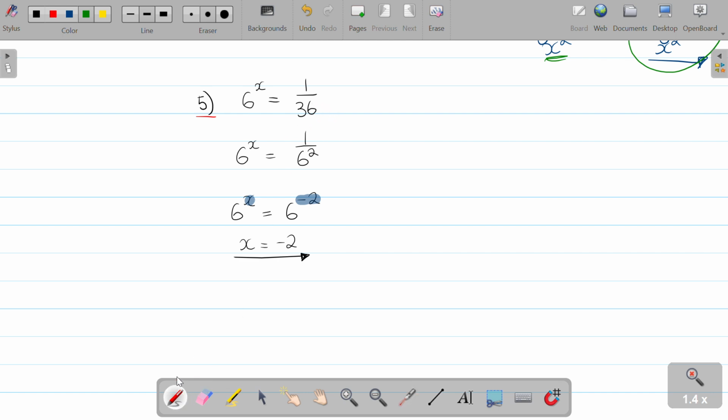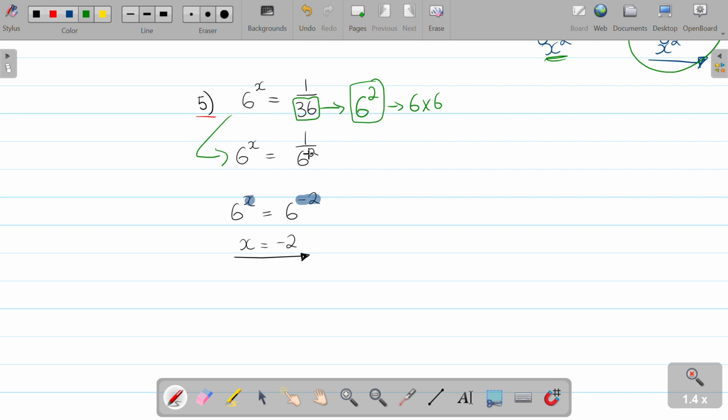Well, the first step that we're going to do is we can see that this 36 can be written with a base of 6, right? It can be written with a base of 6 raised to the power of 2 because 6 times 6 is 36. So that's why it can be written as 6 to the power of 2. So now you can see that I have simplified the equation to 6 to the power of x equals 1 over 6 squared. Now this is where the magic kicks in.